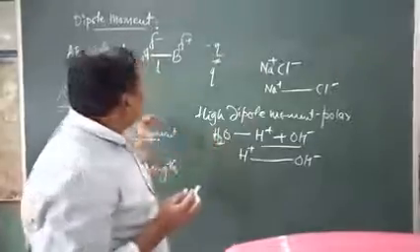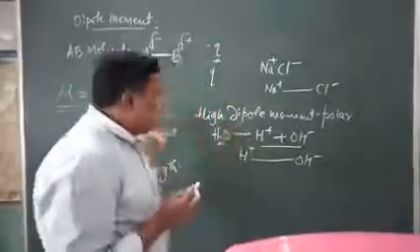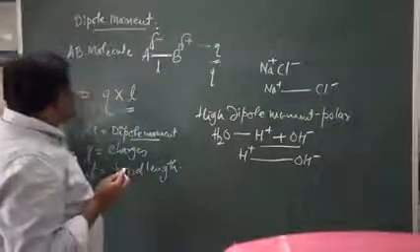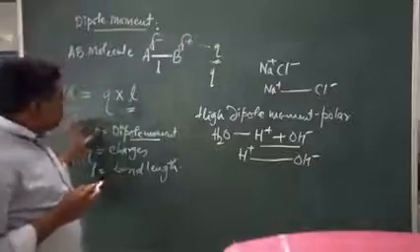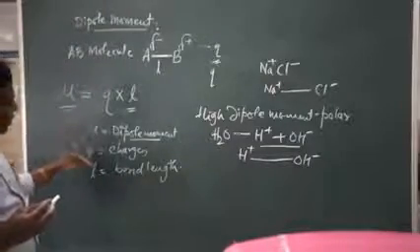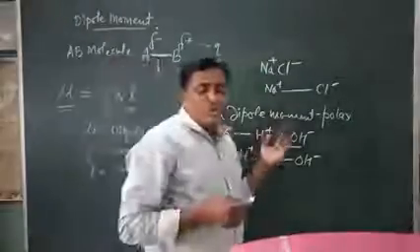In this way, the dipole moment value of any molecule can be explained with the mathematical equation mu equal to Q into L, where mu is the dipole moment value, Q is the charges, and L is the bond length. Now the next point we will see in the next lecture.